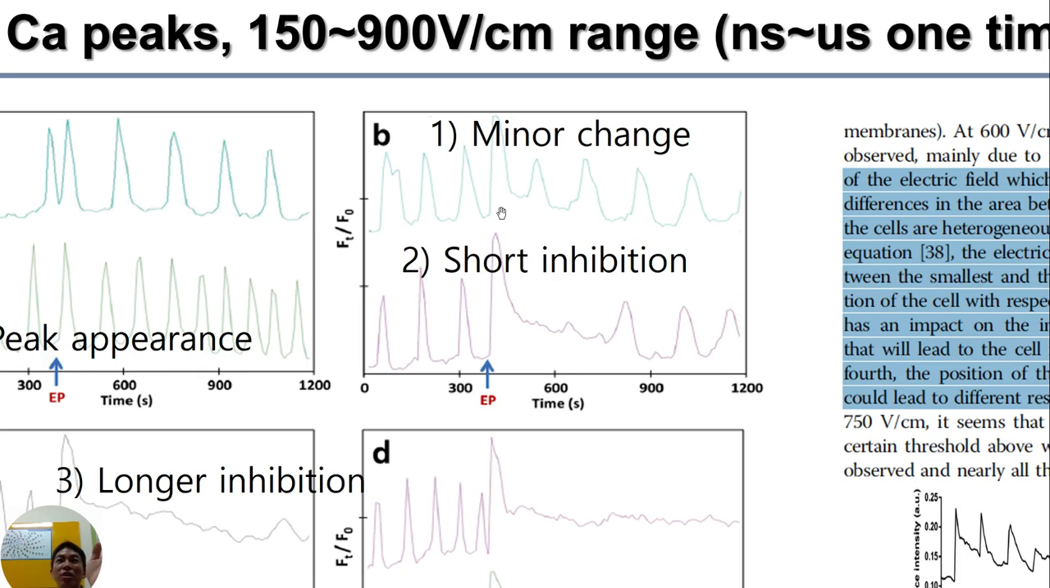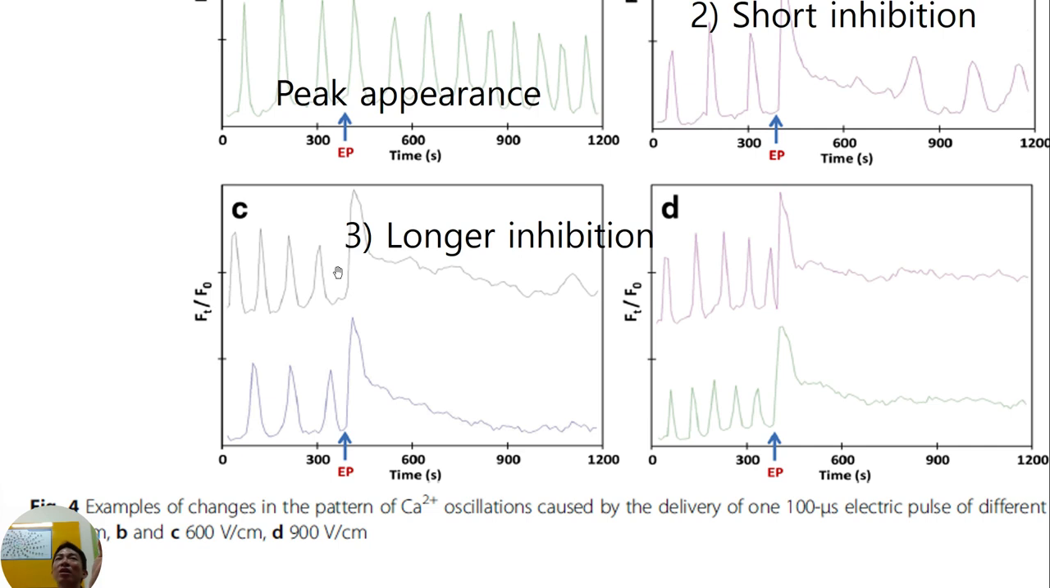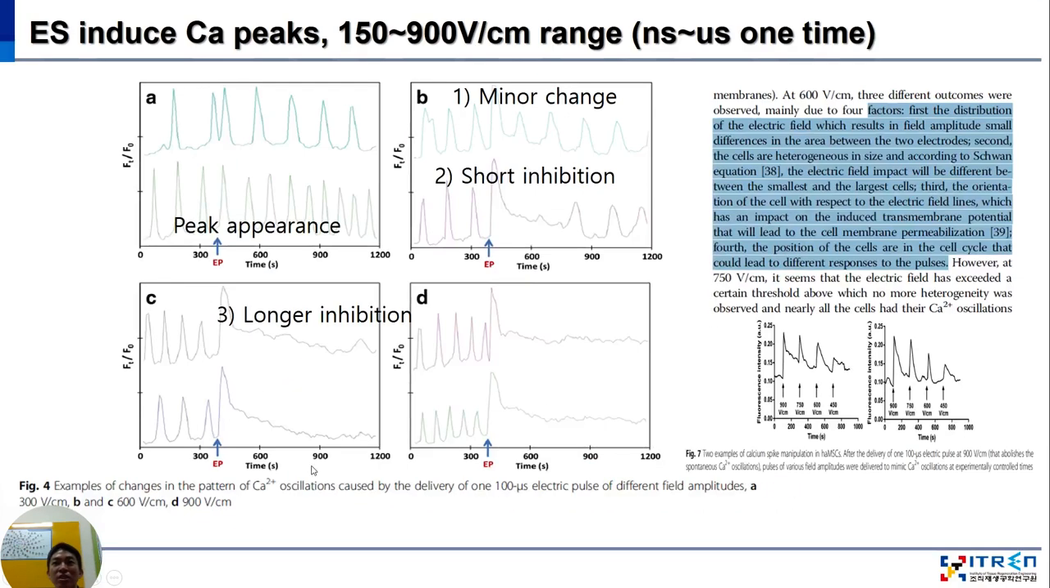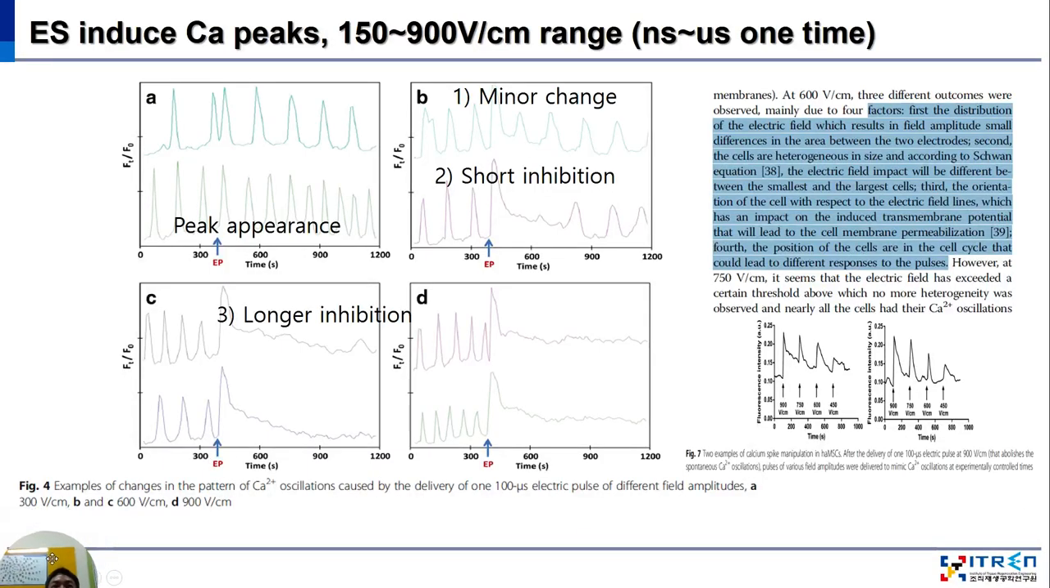Here, some cells also change a little bit, a minor change, but some cells show short inhibition. Suddenly, the oscillation is gone, and then it recovers again at a certain time. Some cells have longer inhibition, right? So this is from different voltages.